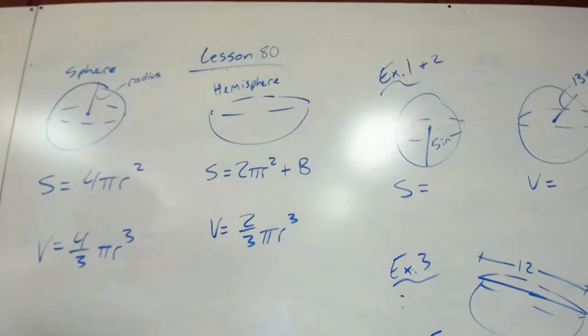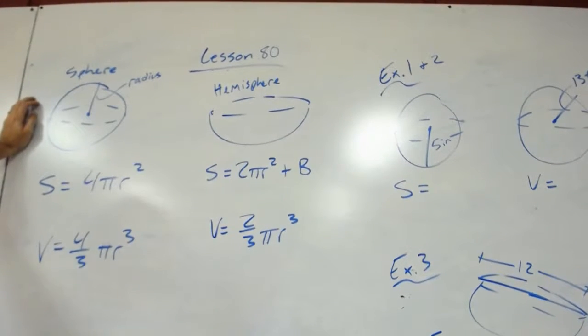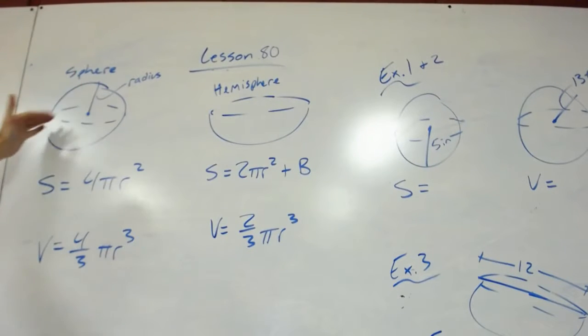Lesson 80, we're going to look at spheres and hemispheres, or half of a sphere. Now, a sphere is just basically a three-dimensional circle. Think of a basketball or a soccer ball. The main thing you got to know about a sphere is you still got a radius, and we're going to use that in our surface area and volume formula.